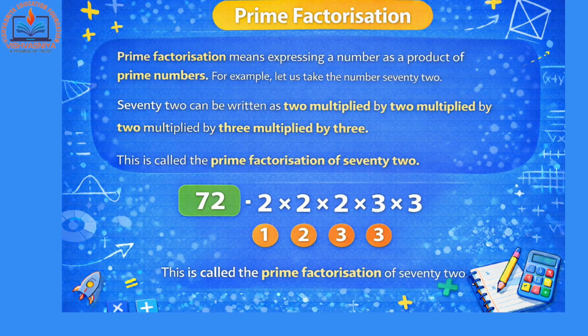Prime factorization means expressing a number as a product of prime numbers. For example, let us take the number 72. 72 can be written as 2 multiplied by 2 multiplied by 2 multiplied by 3 multiplied by 3. This is called the prime factorization of 72.